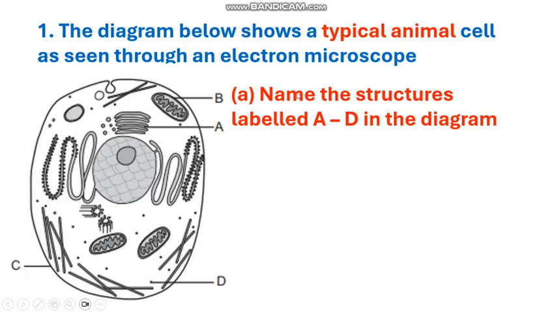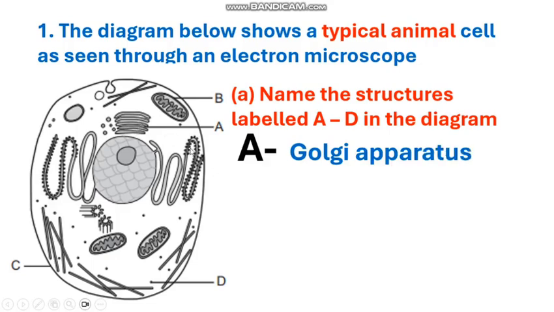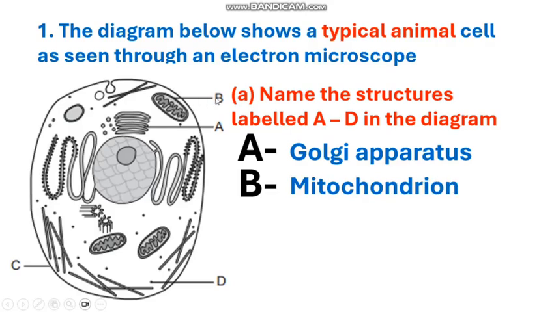So our question 1A, name the structures labeled A to D in the diagram. So here we have the parts A, B, C, and D. We are going to start with identifying the part labeled A. So what is the name of the part labeled A? The part labeled A is this part right here. These are called the Golgi apparatus. Then we move on to the part labeled B. The part labeled B is this part, and these are called the mitochondrion.